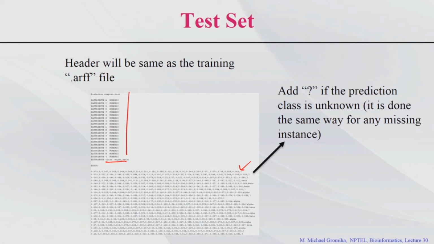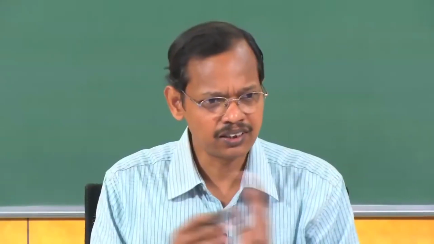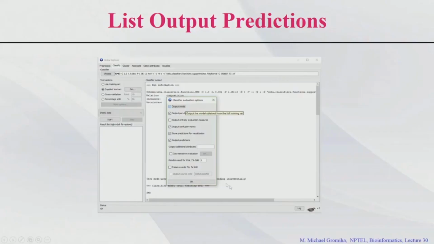In this case Weka will predict whether it is helix or strand. If it is a known alpha or beta, it can also evaluate whether it is positive or negative, whether it is correctly predicted or wrongly predicted. This is the output. It is also possible to list the output predictions. For example, here there are various evaluation options. You can output the model, or the confusion matrix, and you can also output the predictions.